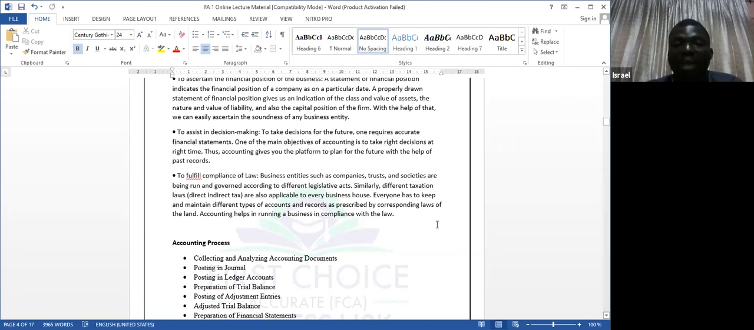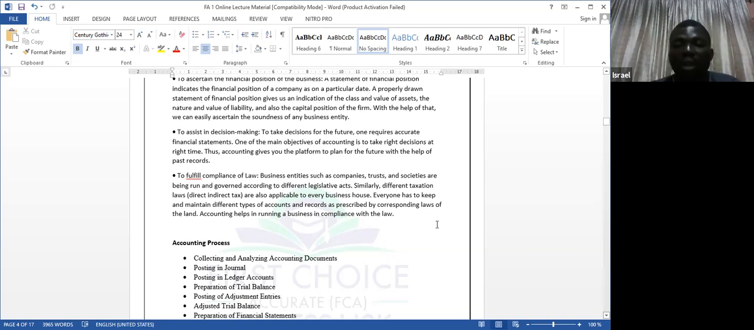Business entities such as companies, trusts, and societies are being run and governed according to different legislative acts. So they want to know what taxation is paid by you. Is it indirect taxation or direct taxation? Are you paying VAT, or are you paying withholding tax? Or they just want to know the amount that you are going to pay the government.